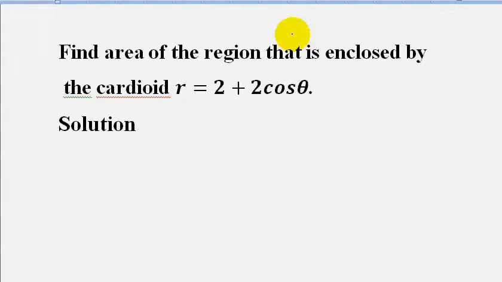In this lecture we are going to find the area of the region that is enclosed by the cardioid r is equal to 2 plus 2 cos of theta. Students, remember, whenever you deal with a polar curve, first try to sketch the polar curve. So here first we try to sketch this curve. Our given curve is a horizontal cardioid.